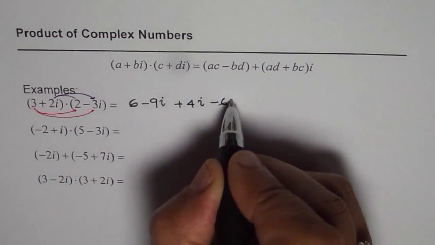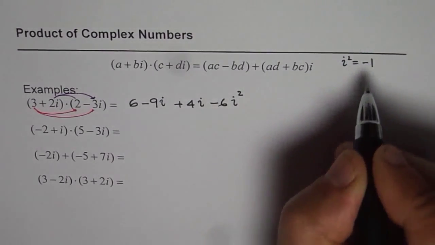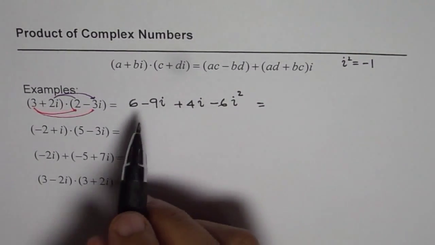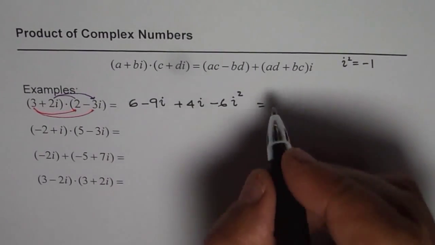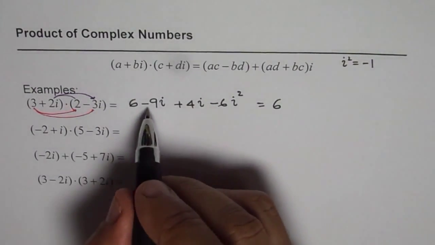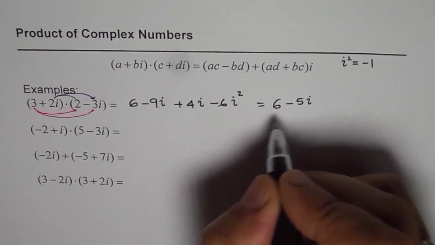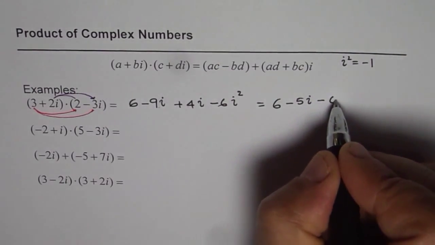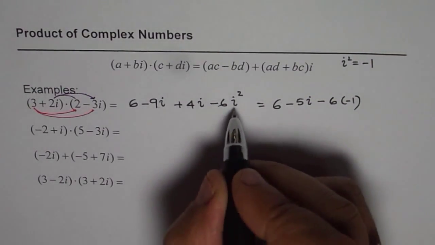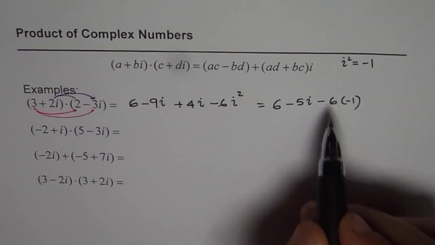I times i is i square. You know, i square is −1. Remember that. Okay, let's combine the like terms. In this case, −9i and 4i. So let's write 6 first. −9 plus 4 is −5, with i, so that's the term. i square is −1. So we can write this as −6 times −1, correct? That is i square. Now −6 times −1 is plus 6.